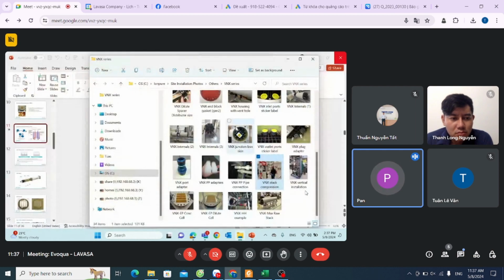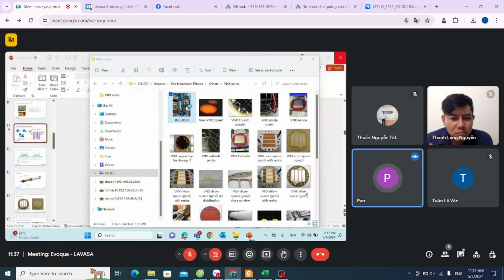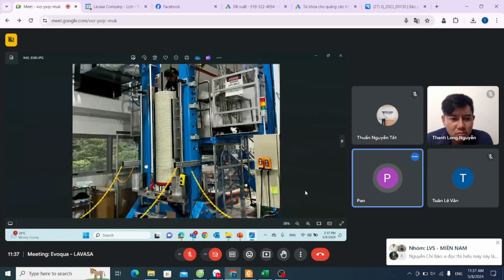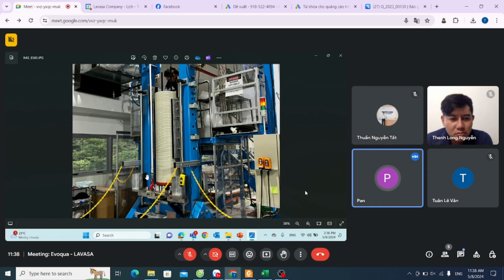So some modules are very big modules. It's a big machine, so it's made piece by piece. If you come to the factory in Singapore, Chris can show you. And then afterwards, when it's done, it will be lowered down. So this one is manufacturing.